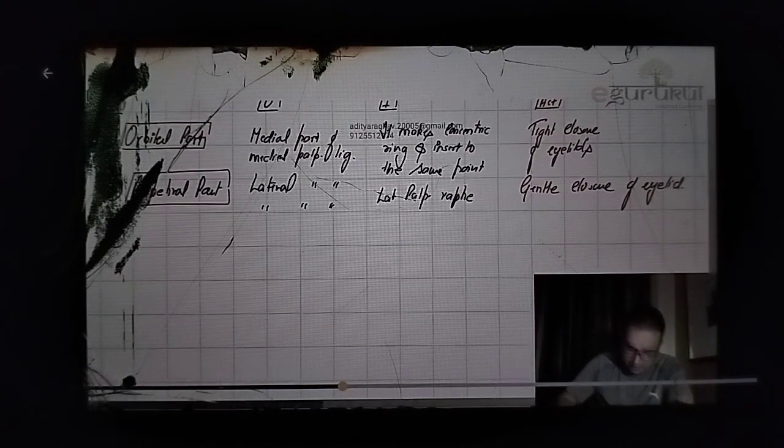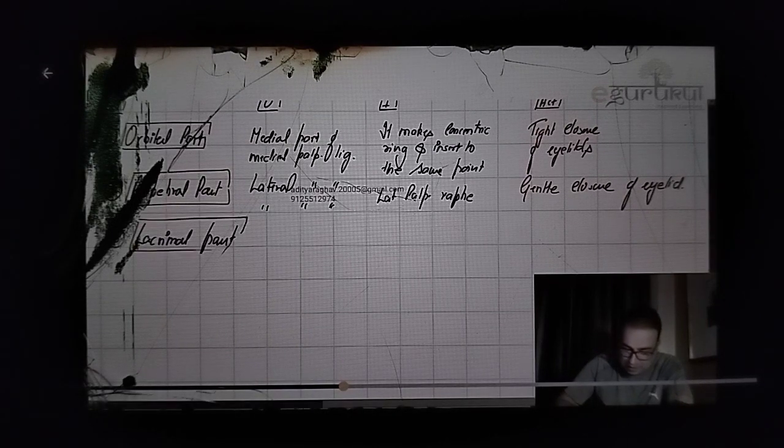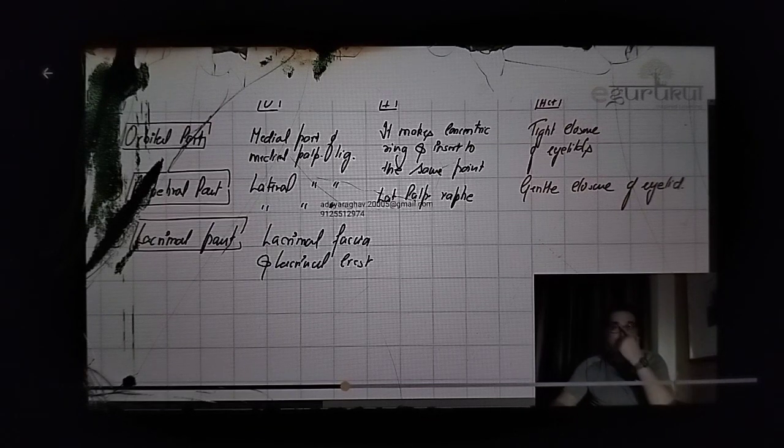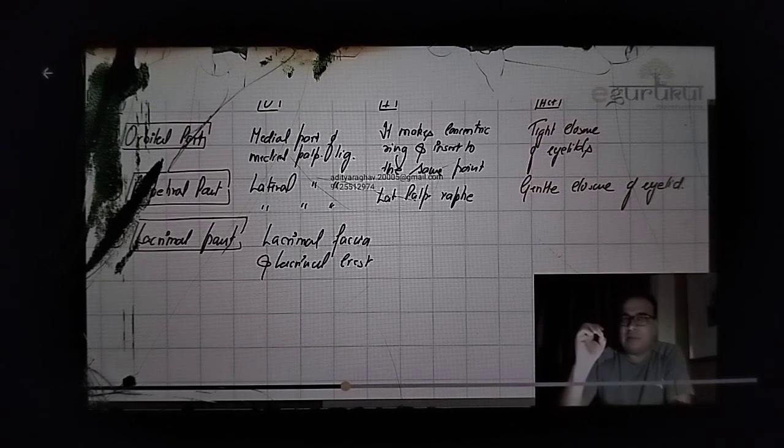Now the third part, before I draw it for you, is called the lacrimal part, because it has some function in relation to the lacrimal apparatus. This lacrimal part origin is basically from the lacrimal fascia and lacrimal crest. I don't know if you remember it or not. I've shown you the lacrimal crest in the boundary of the orbit, a crest of the lacrimal bone called the lacrimal crest.